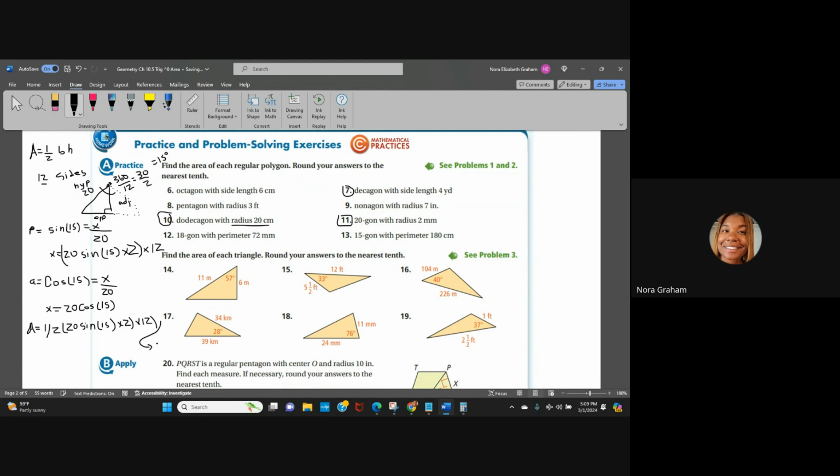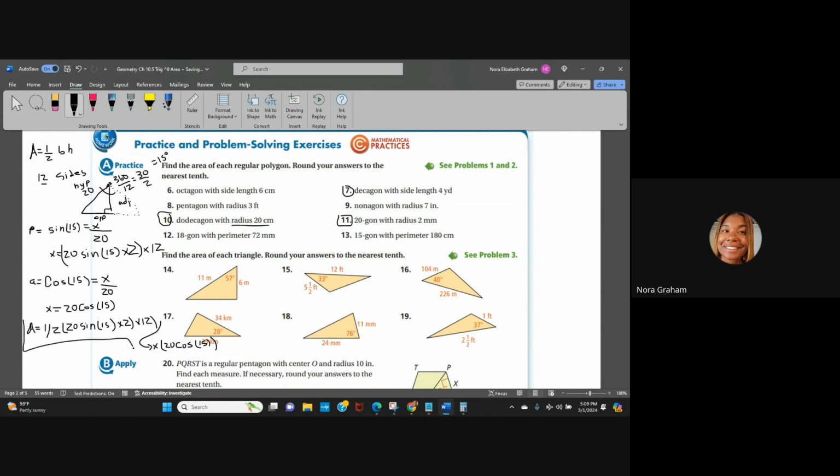Then we multiply this whole thing by 20 cosine of 15. I always like to put extra parentheses because I like to section everything off and make it neat and clean. You don't have to if you don't want to. All right, so that's my answer right there.